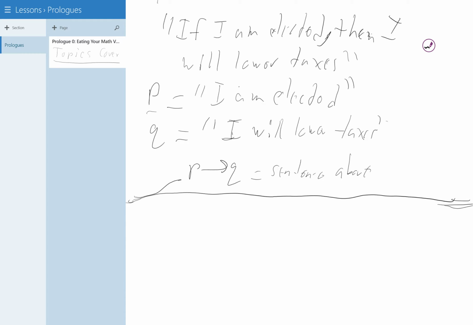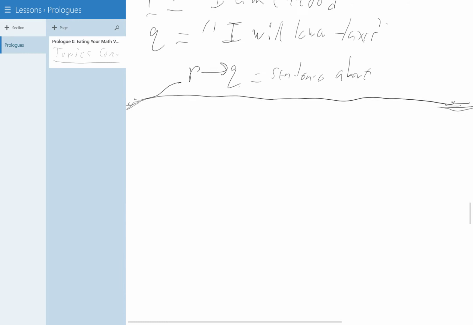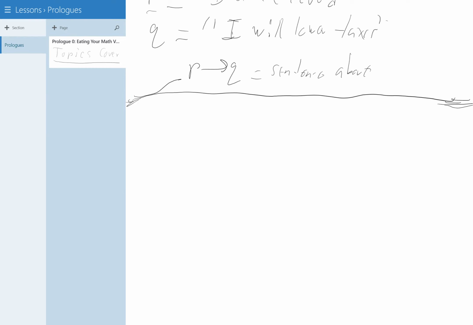Okay, so this is really important. Now that we know what a conditional statement is, we should go over some other derivations or variations of a conditional statement. If you have a statement P implies Q, this is a conditional statement, right? So we're going to go over some new terms.